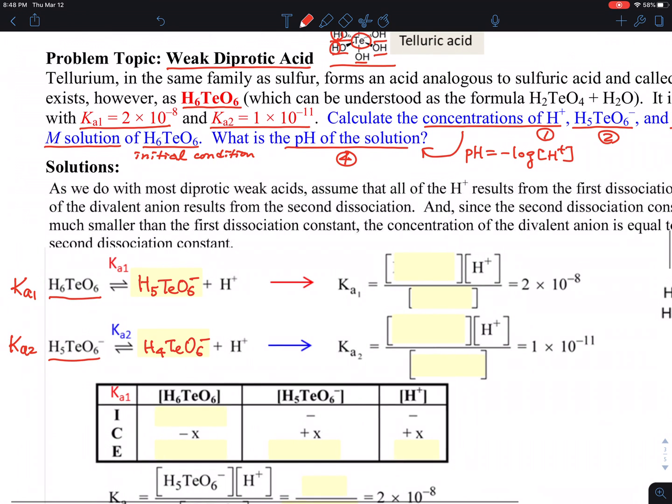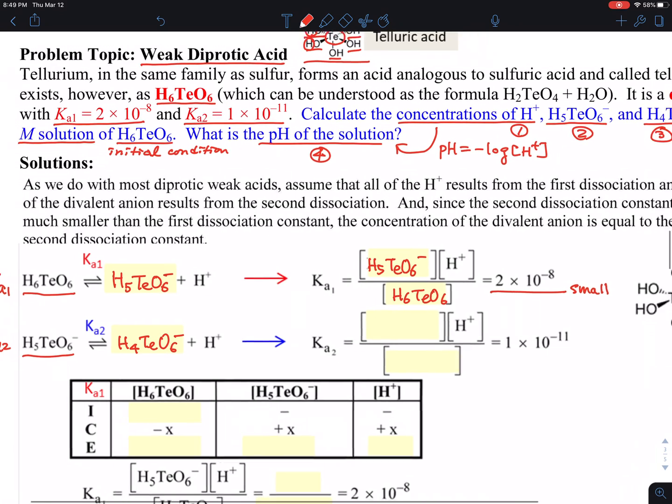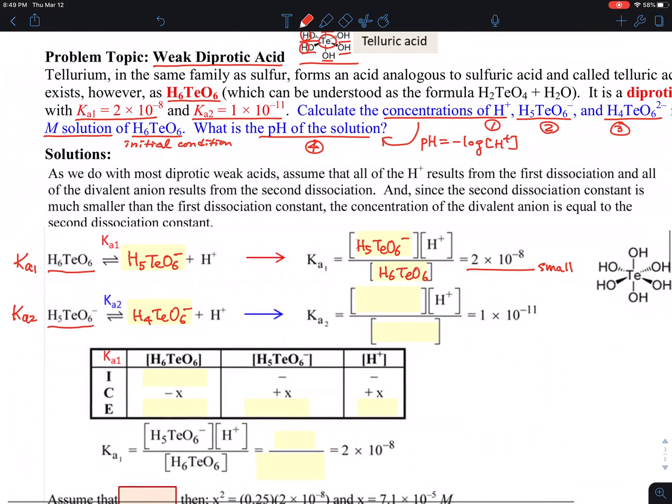And so the definition of K1 starts from here: H5TeO6 minus and H plus on top, and H6TeO6 in the bottom. And this value is very small, and this is a very important insight that you need to develop from this compound. And for the second ionization, H4TeO6 2 minus being generated from H5TeO6 minus, it's just a matter of bookkeeping, and this is very, very small.